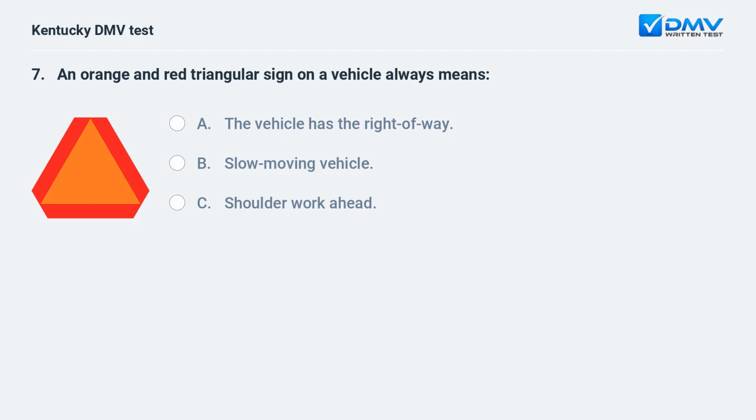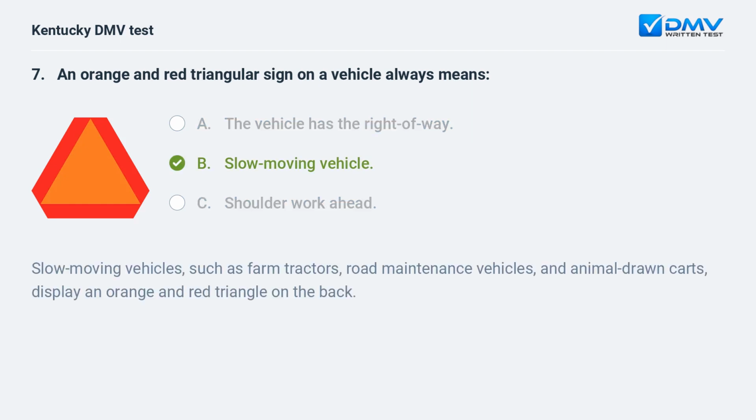An orange and red triangular sign on a vehicle always means A. The vehicle has the right of way. B. Slow-moving vehicle. C. Shoulder work ahead. B. Slow-moving vehicle. Slow-moving vehicles, such as farm tractors, road maintenance vehicles, and animal-drawn carts, display an orange and red triangle on the back.